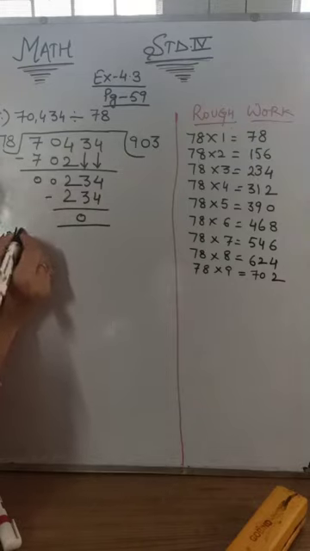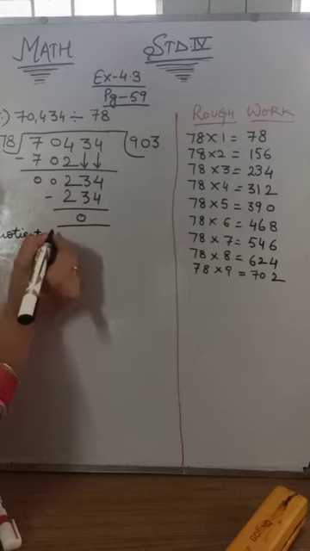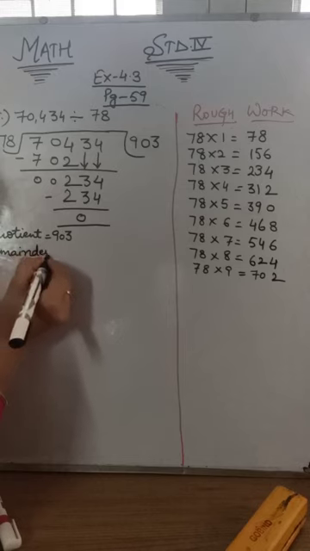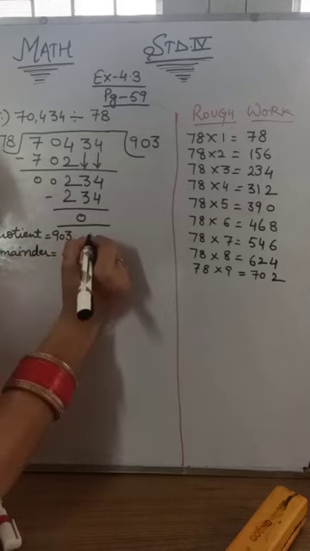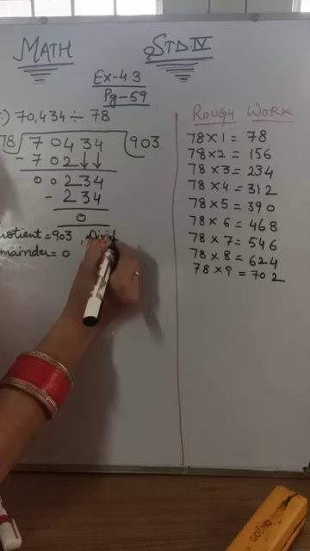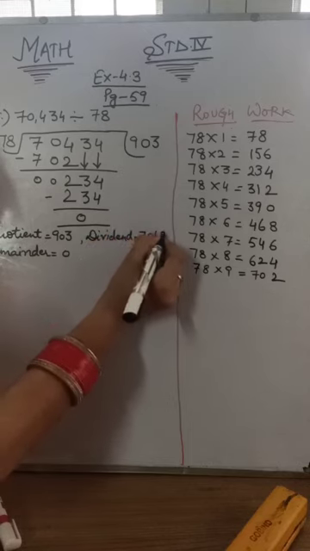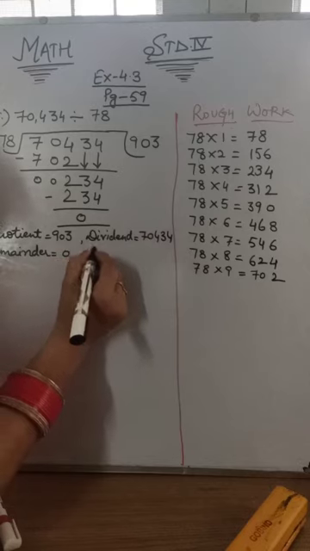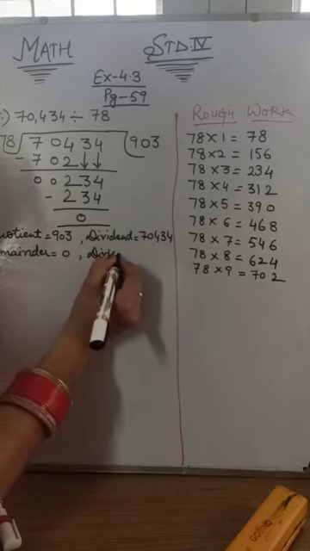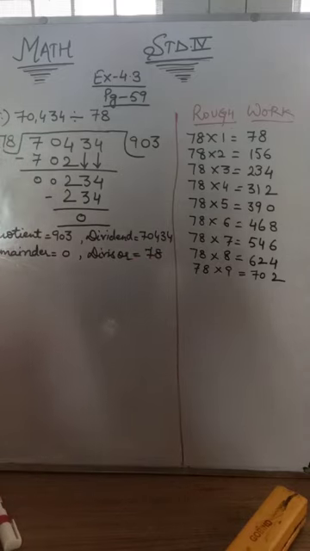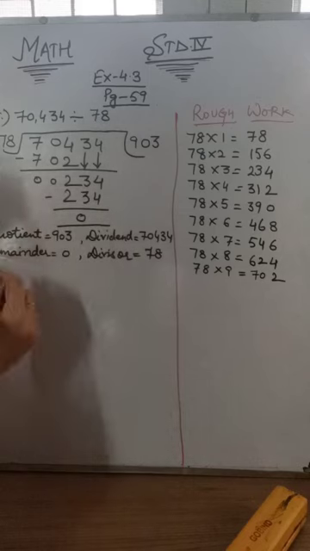Now write the components. The quotient is 903. The remainder is 0. The dividend is 70,434. The divisor is 78. So we'll write all the components. Now we will start our verification. Let's start verification.